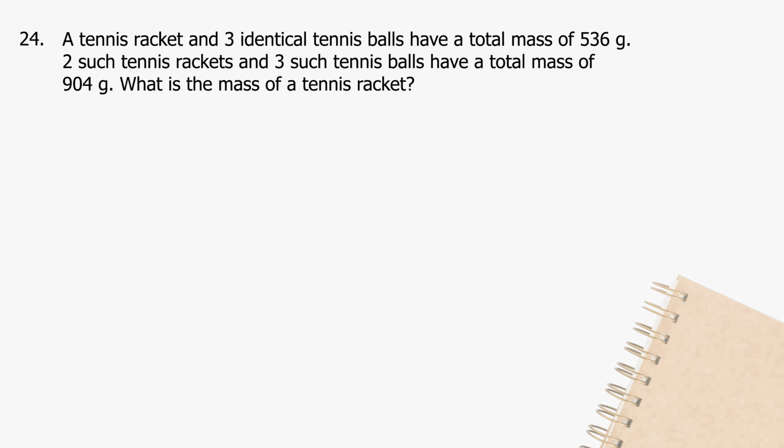Question 24. A tennis racket, and 3 identical tennis balls, have a total mass of 536 grams. 2 such tennis rackets, and 3 such tennis balls, have a total mass of 904 grams. What is the mass of a tennis racket?